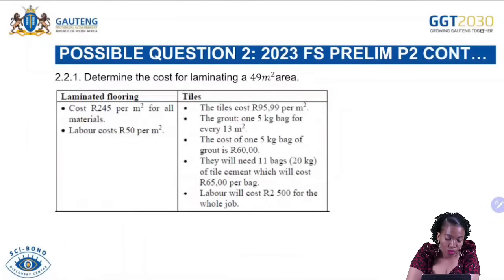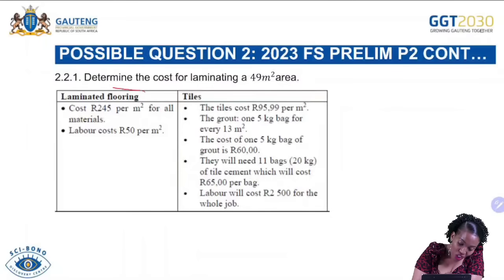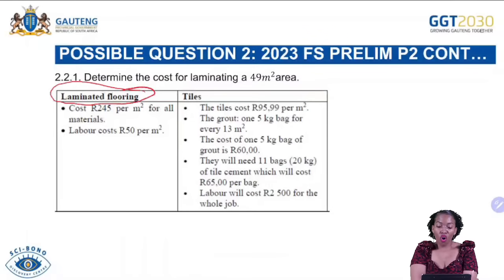So 2.2.1, you must determine the cost for laminating a 49 square meter area. With laminating, we are focusing on this section. So calculate the cost of laminating a 49 square meters area. I am going to allow you guys to try and do this one on your own. I will give you exactly 2 minutes. After 2 minutes, I will be back, and then you can compare your solution with my solution.